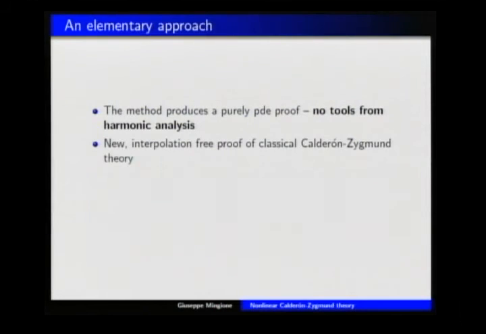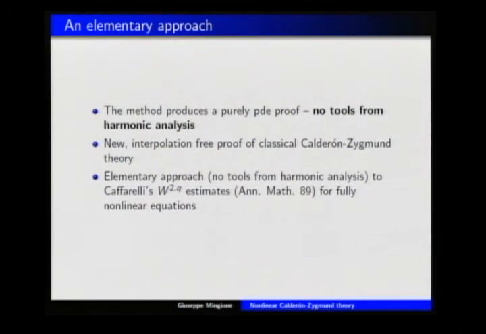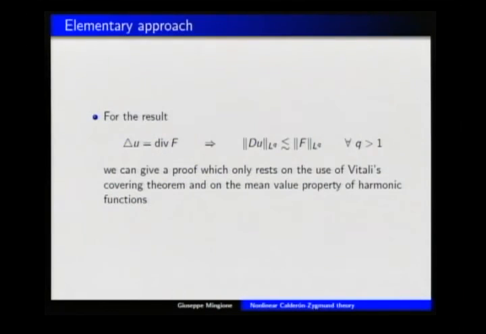And the method produces a purely PDE proof, no tools from harmonic analysis, as I told you. We just use some inspiring ideas from harmonic analysis, but no tools. Essentially, maximal operators have now disappeared. This is a maximal operator-free, interpolation-free proof of classical Calderon-Zygmund, and in particular, I think you can go to a more elementary proof of these Caffarelli estimates for fully nonlinear equations. I think there was a PhD student somewhere who was working on them.